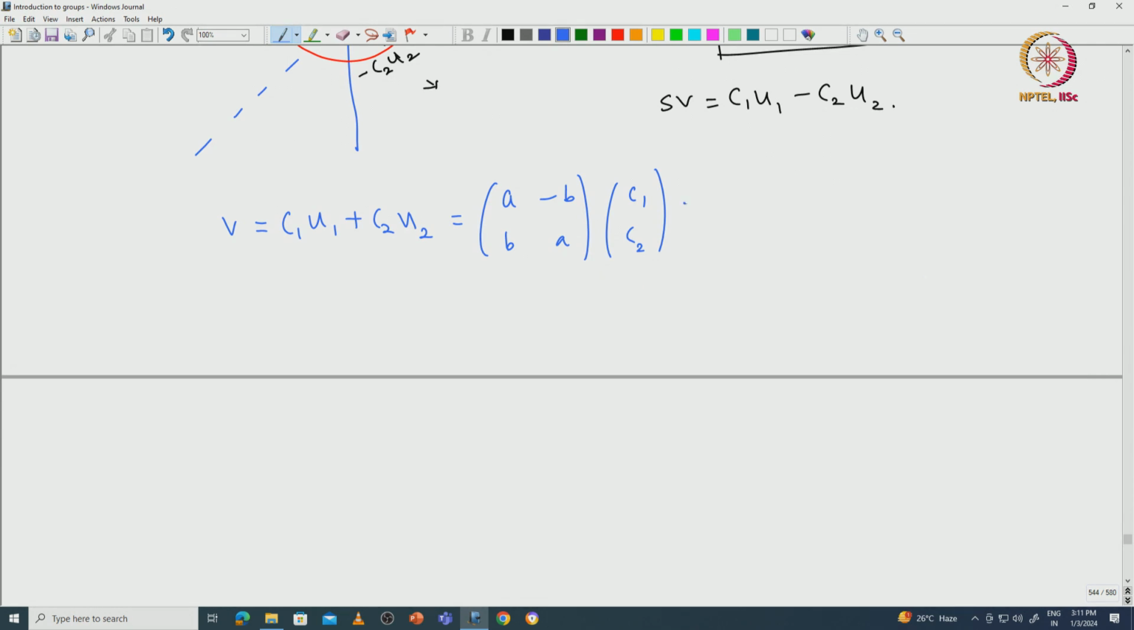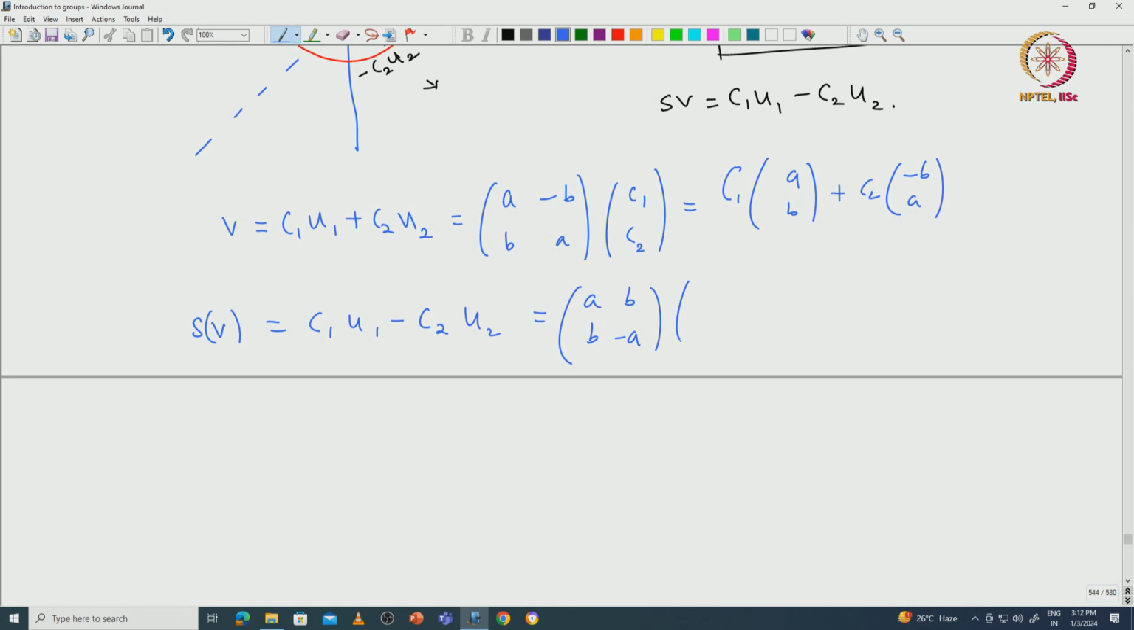Okay. So, this is exactly equal to C1 AB plus C2 minus BA. So, this is with respect to the usual Cartesian coordinates. Similarly, we can compute what SV is. So, SV is going to be C1 U1 minus C2 U2. Then if you do the computation, you can see that this is exactly equal to AB, B minus A, times C1 C2.